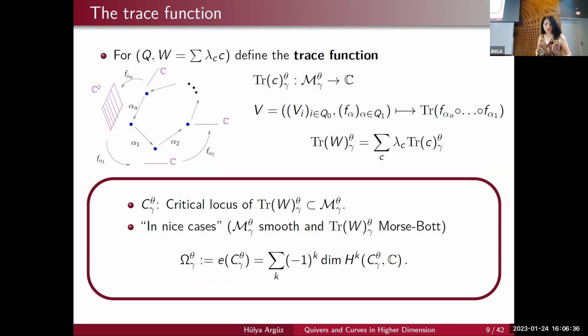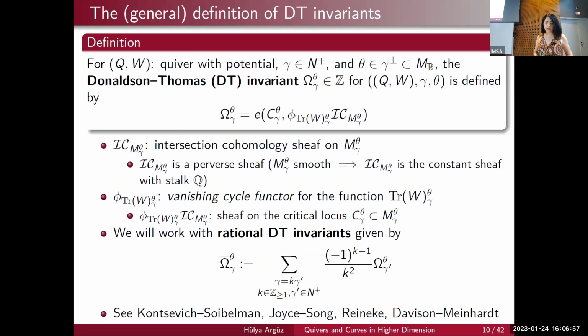And in situations when your critical locus is nice, which means your moduli space is smooth, you can define your quiver DT invariants for quivers with potentials as the Euler characteristic of the critical locus. And here is the general definition. Generally, you will not be in such nice situations, so you need to consider the sheaf cohomology groups, and you consider an alternating sum of ranks of sheaf cohomology groups.